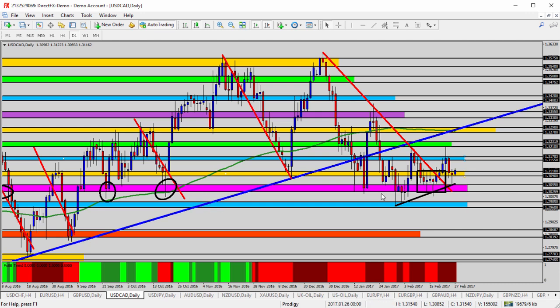Look at this pink shaded area. Look at all the support around this pink shaded area. Rising black trend line beginning to give us some information about a potential change in the trending behavior. The yellow shaded area currently holding as our support between 1.3090, 31.10.